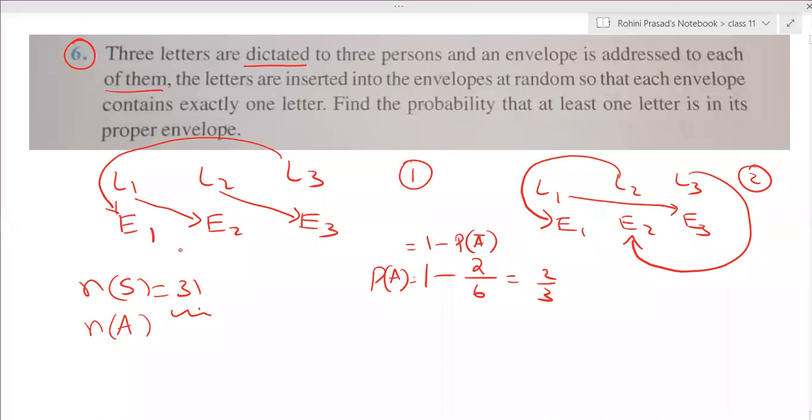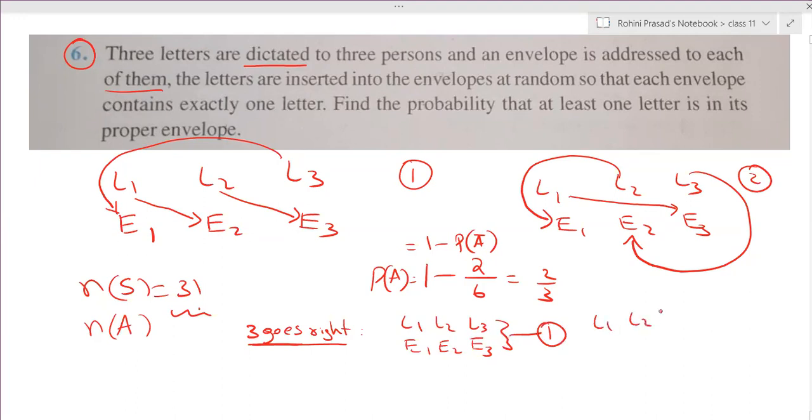Suppose let us try to calculate the cases, write all the possible cases. At least one goes correctly, they told you. So all 3 go correctly to the correct envelopes. Means L1, E1, L2, E2, L3, E3. So this is one way.